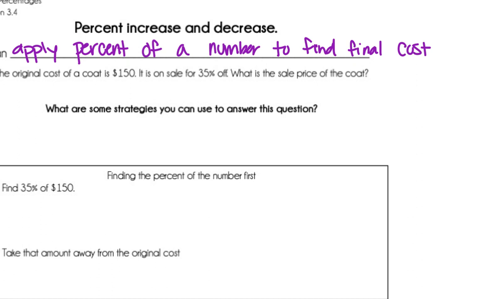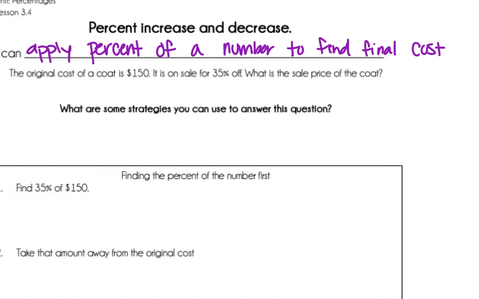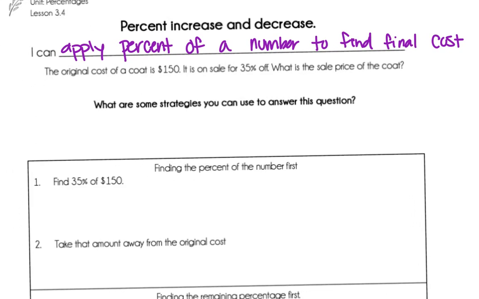And so we're going to do these notes in a couple different pieces since I can't be there with you today. I'm going to skip part of it, and then we're going to come back and do it later. So the example says the original cost of a coat is $150. It's on sale for 35% off. What is the sale price of the coat?